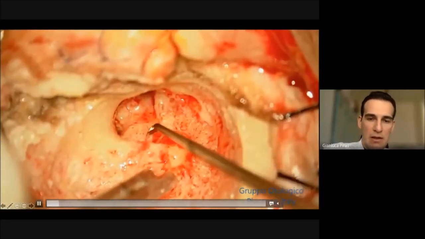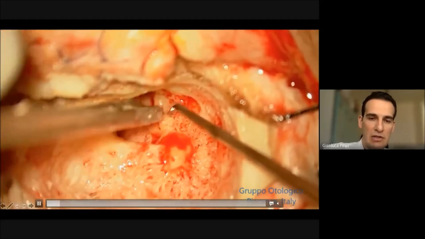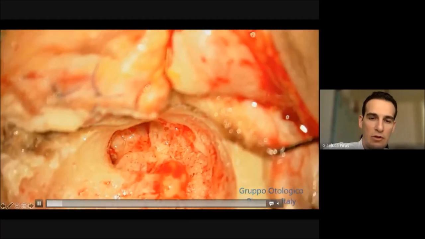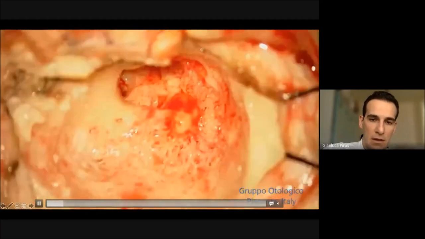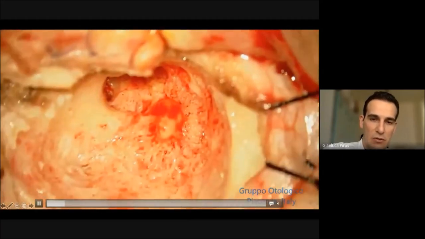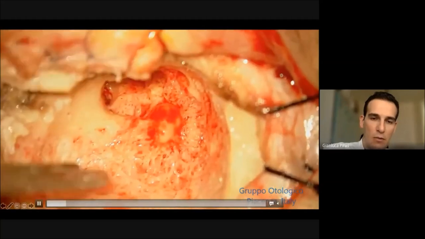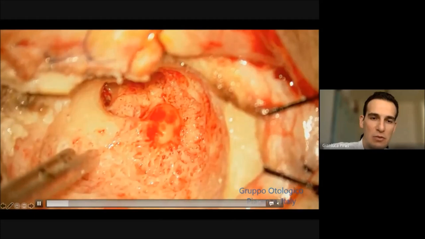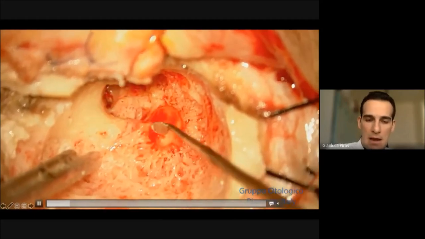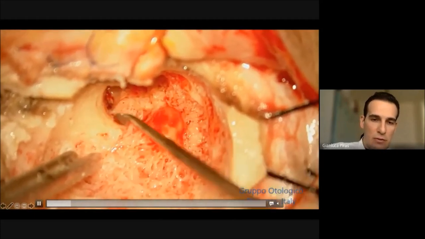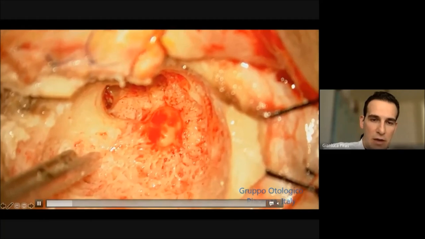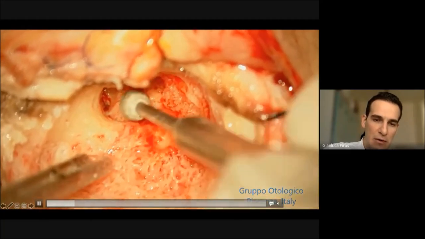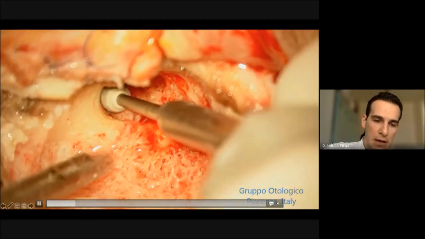You see again middle fossa dura, facial ridge. That's the cochleariform process, lateral canal, second portion of the facial nerve. That's the stapes, which is your main landmark to understand where the round window area should be, which is this one. And now you will see that we will start to remove first the fibrous tissue, and then we will try to drill in this area to find the round window.